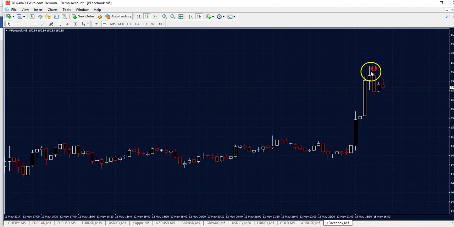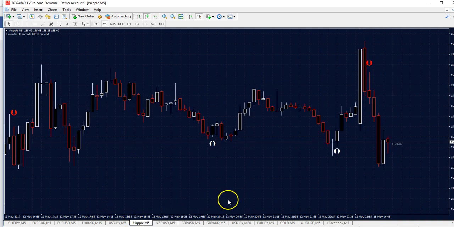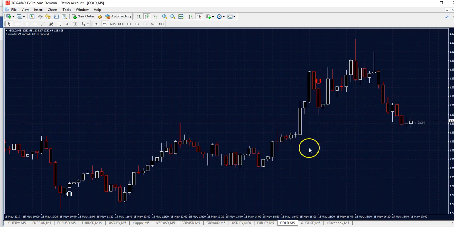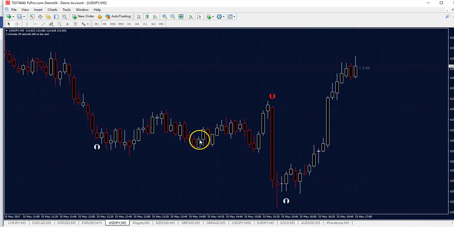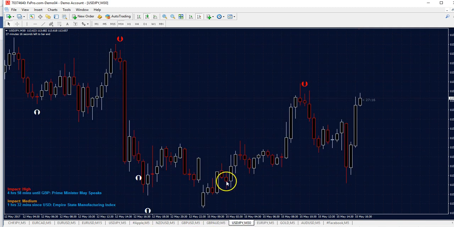So this is Facebook, you see. I use it to see how it works. Apple, very fantastic. Gold, good. Also, it works on 15 minutes time frame. 30 minutes time frame.